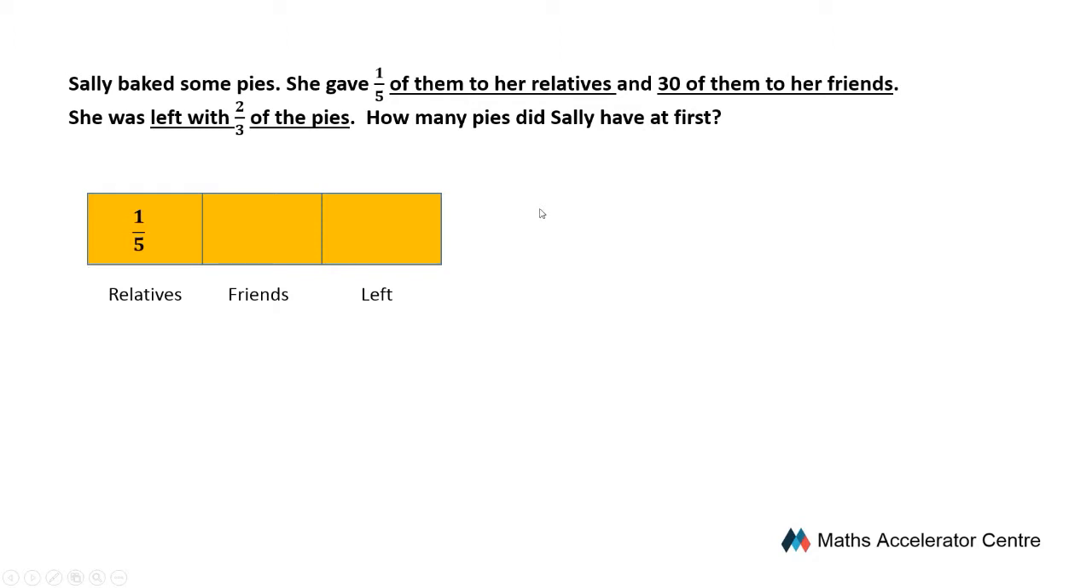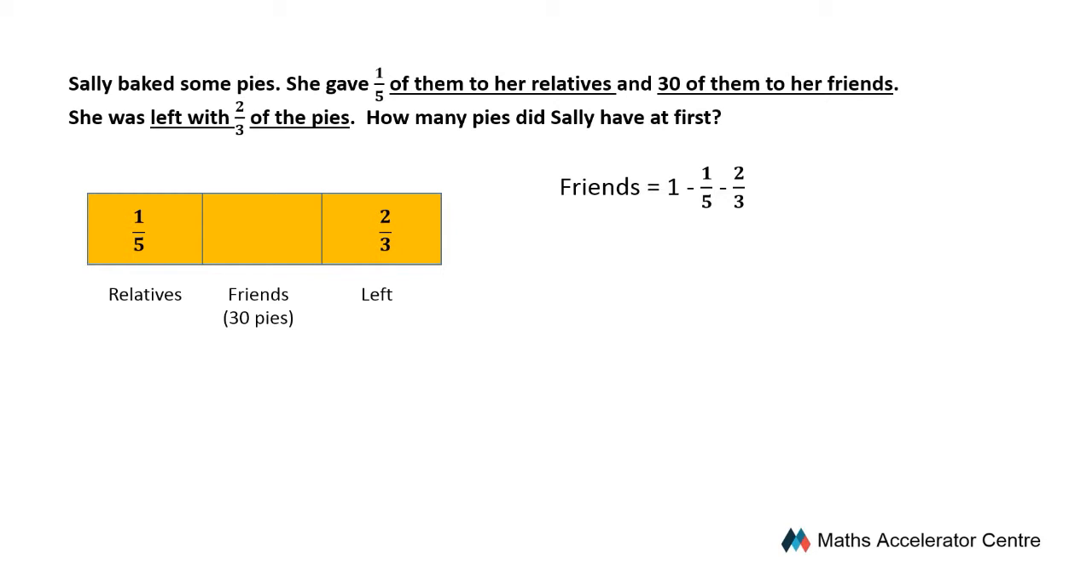Next, let's try to complete the model by adding more information from the question. First is 1/5 given to her relatives. Then 30 pies were given to her friends over here, and she was left with 2/3 of the pies. As you can see, after we have completed the model with the information, there was this blank here. This blank represents the fraction that was given to her friends. This can be calculated easily by taking one whole and subtracting 1/5 and 2/3.